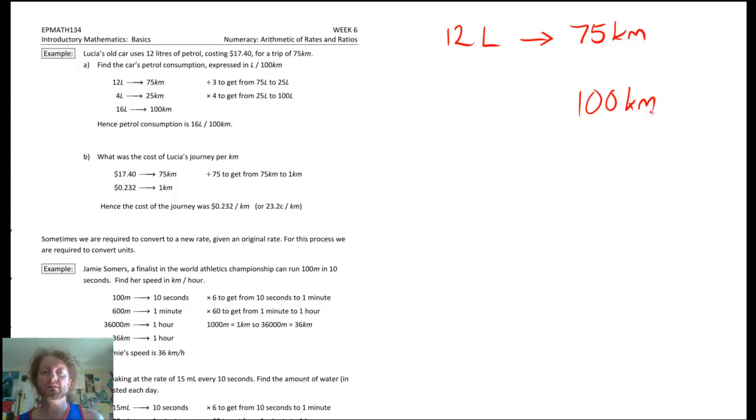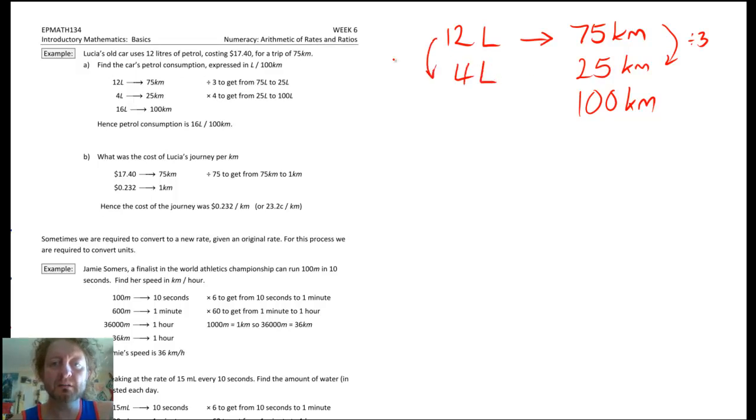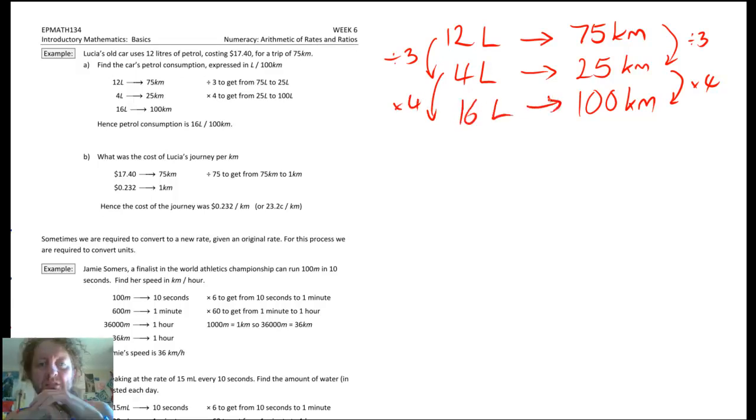I could divide by 75 and go down to 1 and then times by 100, but as I've done here, it's staring at me that they're both multiples of 25. So 75 divided by 3 will tell me how many litres I'll need for 25 k's. If I divide by 3, that's 4 litres needed for 25 k's, and I know 25 k's times 4 will get me up to 100. And 4 by 4 is 16, so 16 litres will get me 100 k's. My answer is 16 litres per 100 kilometres. Again, I like the method, but do as you feel.